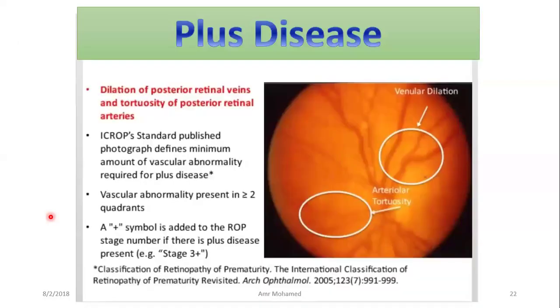We have something called plus disease. In plus disease, we have dilation of the posterior retinal vessels and tortuosity of the posterior retinal arteries. Usually, if the patient is having that vascular abnormality, that tortuosity in 2 or more quadrants, that is plus disease. If the patient is having that vascular abnormality in only 1 quadrant, that we call pre-plus disease. So we have pre-plus and plus disease. Plus if it is 2 quadrants or more, and pre-plus if it is only in 1 quadrant.